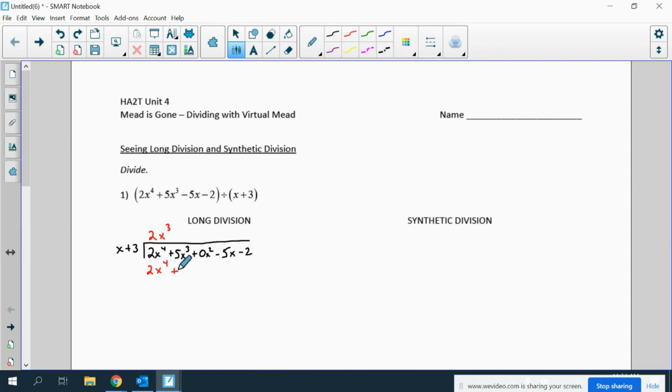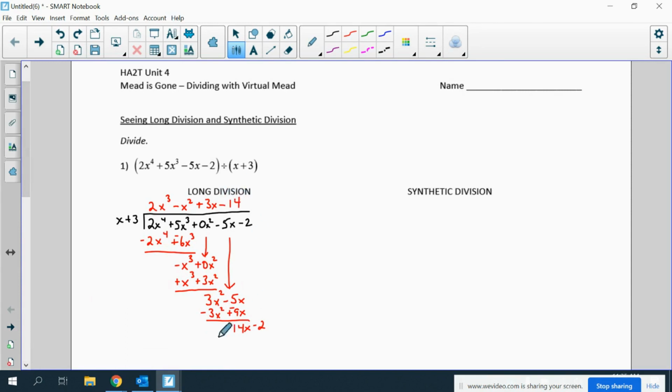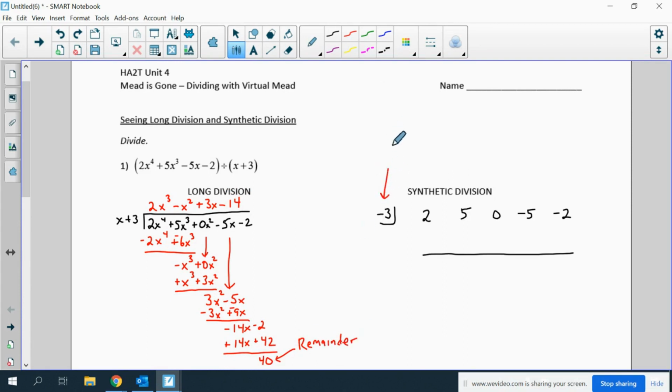This video is talking about long division and synthetic division. So you saw a video on long division last night, so I'm going through this one pretty quick. But basically, if I divide 2x to the fourth plus 5x cubed minus 5x minus 2, I just used the long division algorithm that we talked about last night.